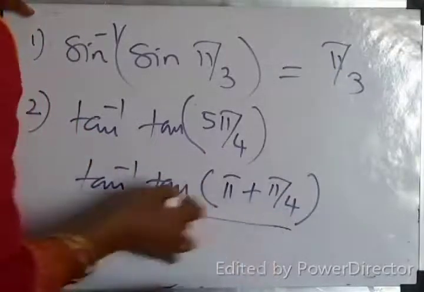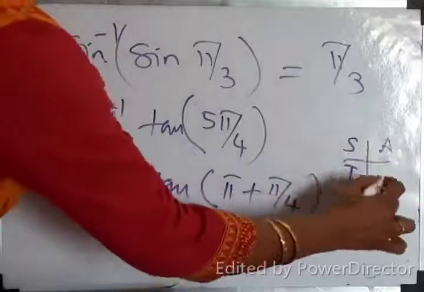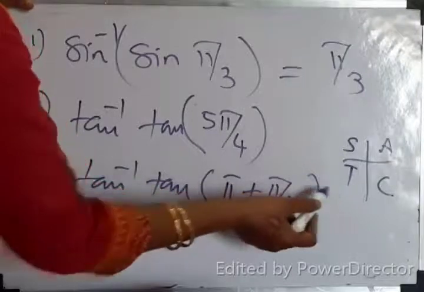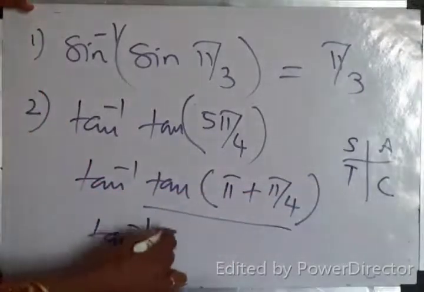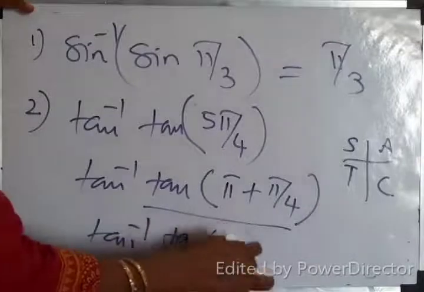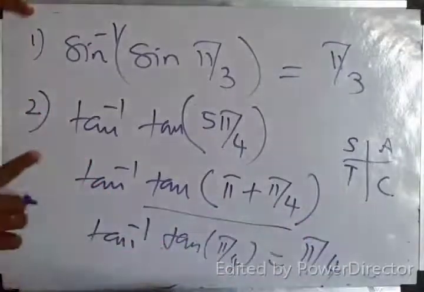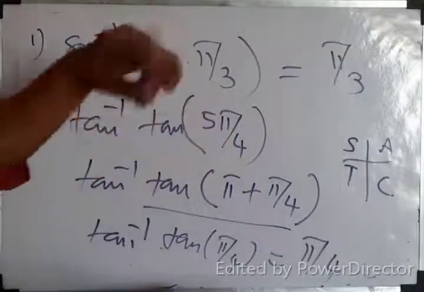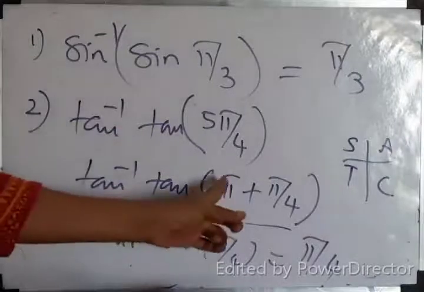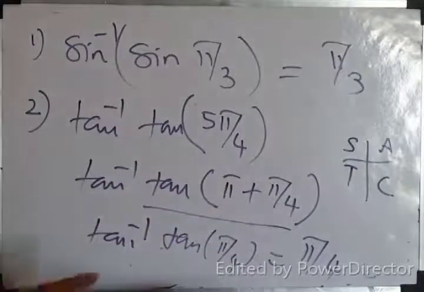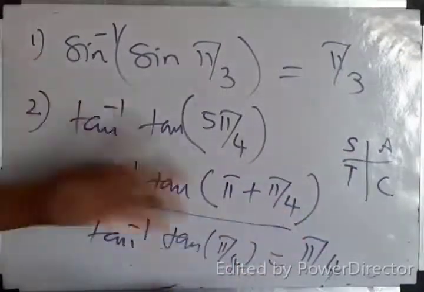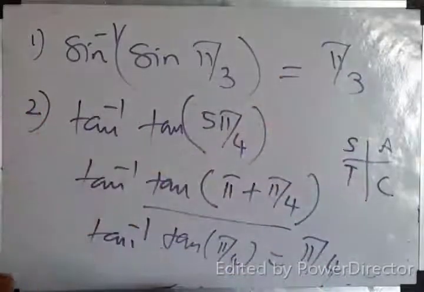This is trigonometric, you know. All silver teacups: 180 plus theta, tan theta is positive in the third quadrant. So what will you write? Tan inverse of tan pi by 4. The answer is pi by 4. This is the way you have to simplify, because 5 pi by 4 goes beyond the limit. So you simplify it as pi plus pi by 4, which is 180 plus pi by 4, third quadrant, tan positive. So tan pi by 4, the answer is pi by 4. Pi by 4 lies within the limit. That's it. So you have to think and do.